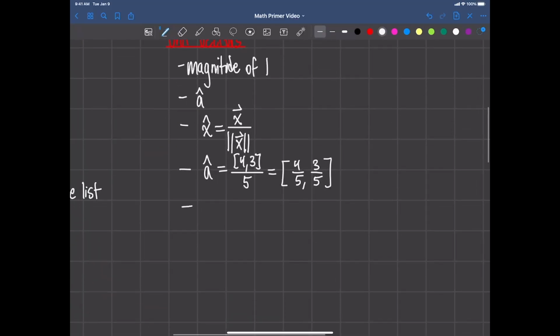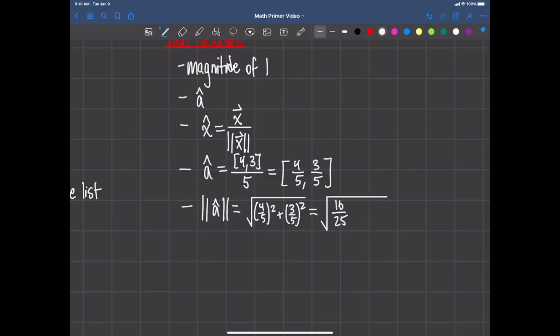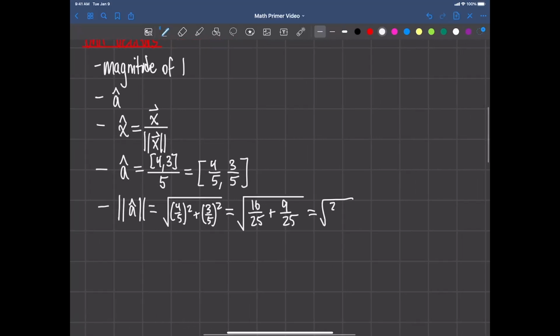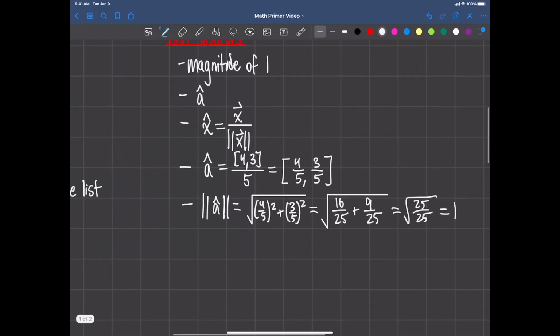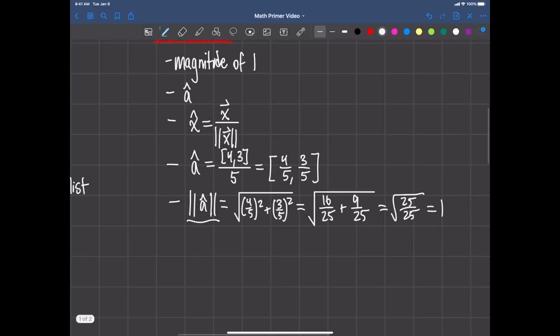And to verify, the magnitude of A is going to be the square root of 4 over 5 squared plus 3 over 5 squared, which is equal to 16 over 25 plus 9 over 25, which is equal to 25 over 25, which is just 1. So we have verified that this is the unit vector A with a magnitude of 1.